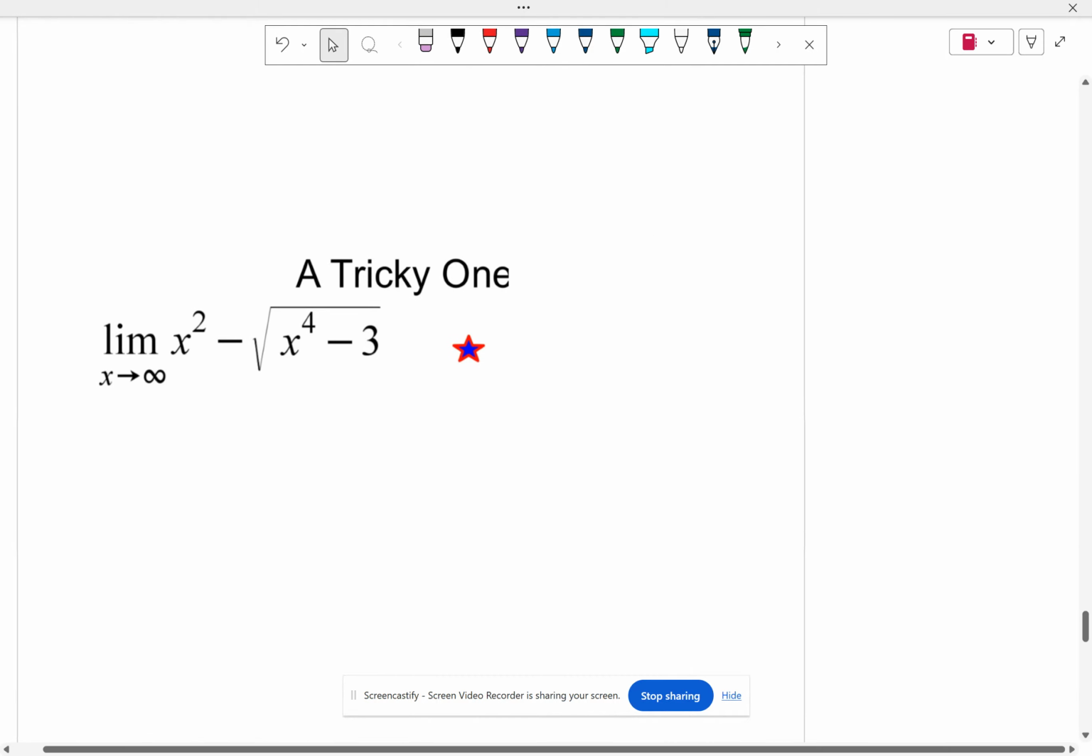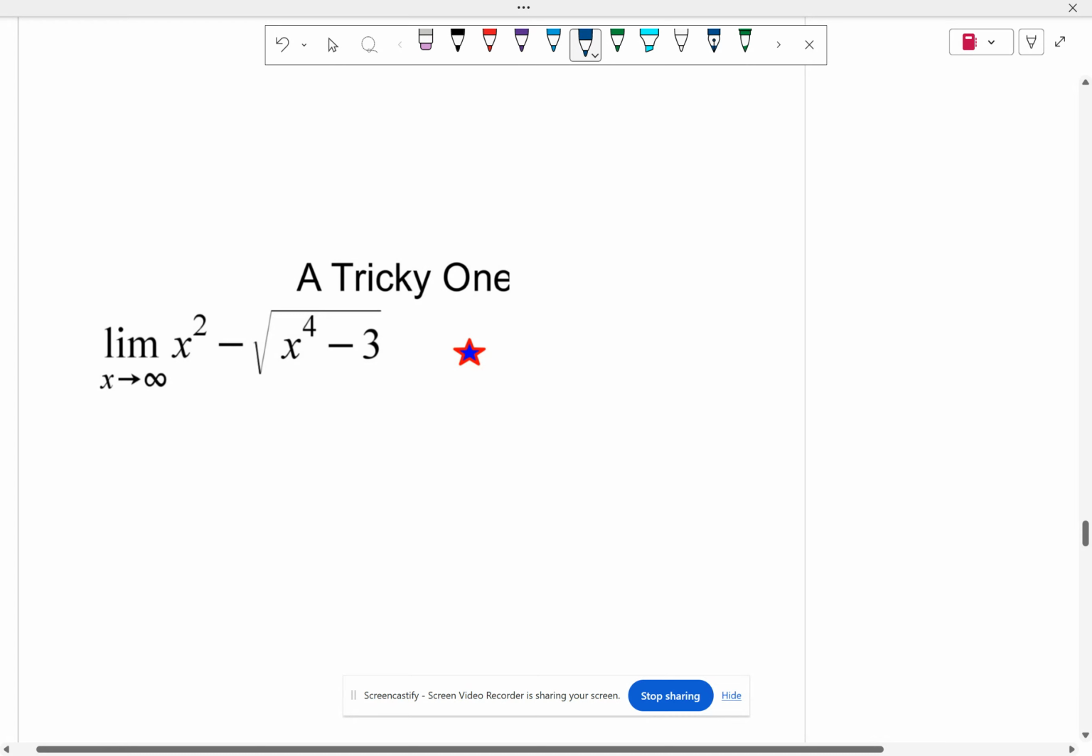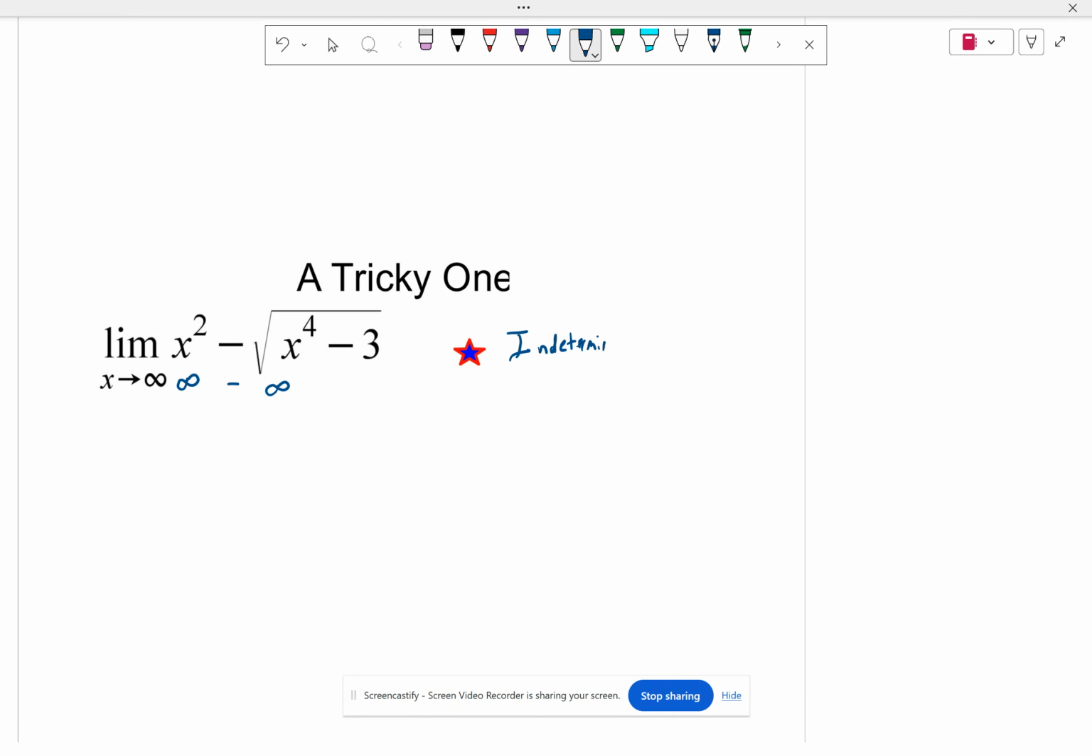In this last example, the limit of x squared minus the square root of x to the fourth minus 3 as x goes to infinity. What happens to this function as x gets really big? Well, if you put infinity into infinity squared, that's infinity. Infinity to the fourth minus 3, the square root of that's also infinity. So this infinity minus infinity case is just another one of those indeterminate forms. And so what I'm going to do here is rewrite it and multiply by the conjugate.